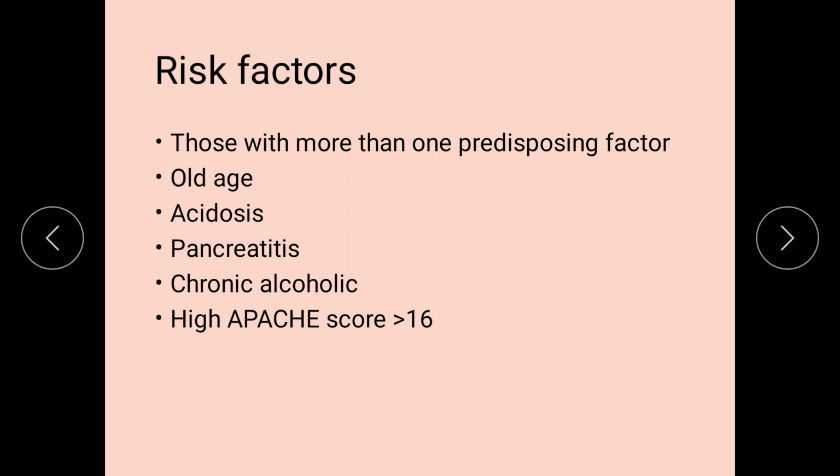There are certain risk factors which give a worse prognosis to patients suffering from ARDS. That is, when there is more than one predisposing factor operating in the same patient, or when the patient's age is more. When the patient's age is more than 75, he is at high risk of mortality. And metabolic acidosis, pancreatitis, and those who are chronic alcoholics and who have a high APACHE score of more than 16. All these are considered as risk factors.